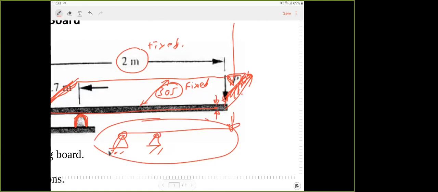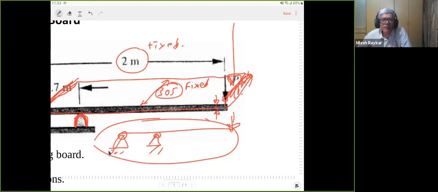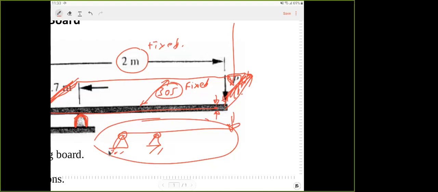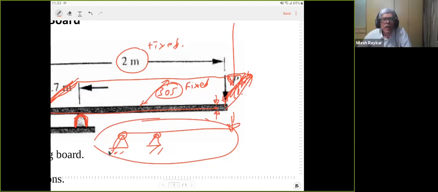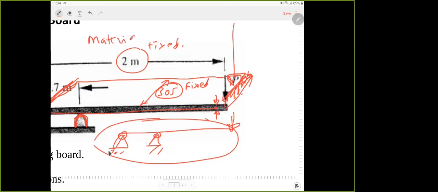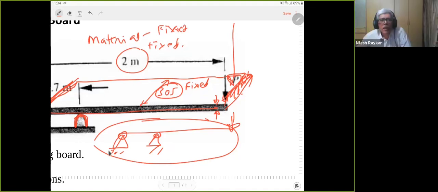Which we then can change the material. Entire class can use that idea. We can change the material. The material is also fixed. So the material, whatever is given, fiberglass. So we can use the I section.